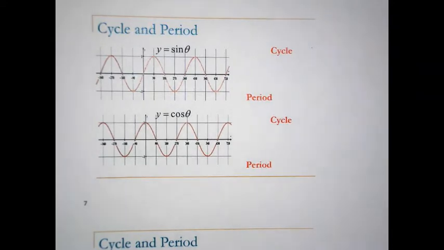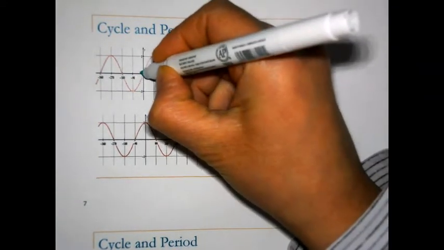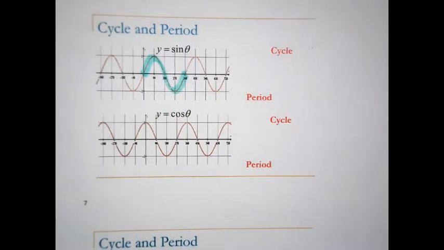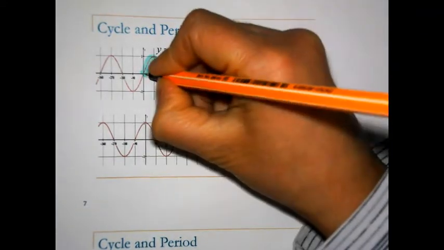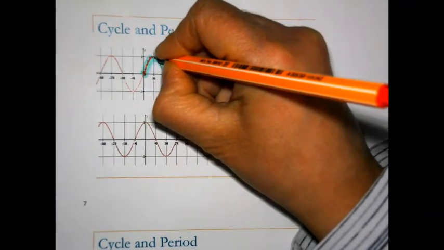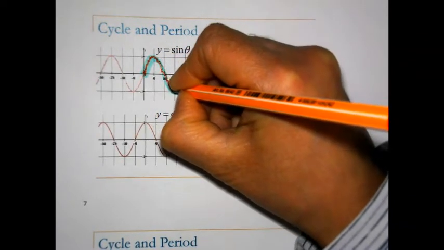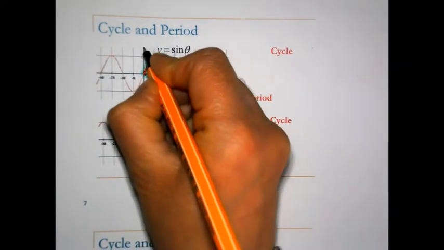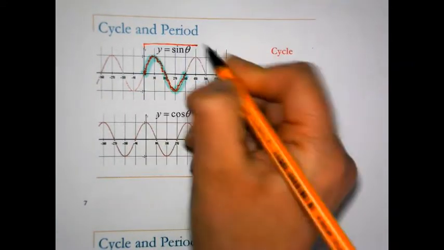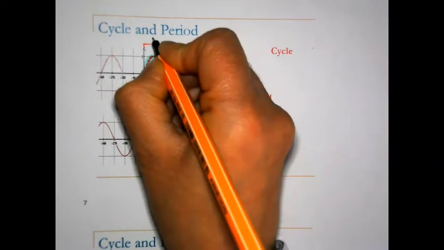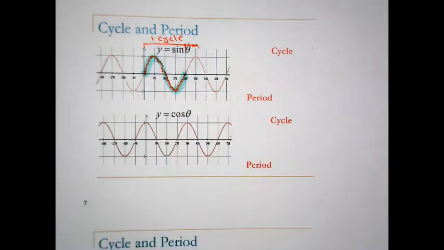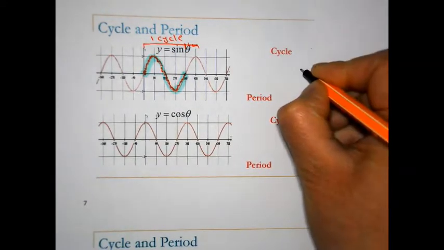Now, if you look here, this is going to be our cycle, because this is the smallest repeating unit. So this is considered one cycle. So this is one cycle. So it actually looks like this.